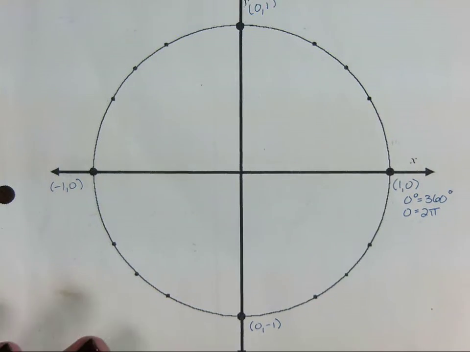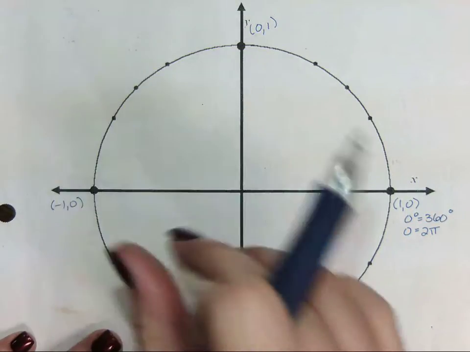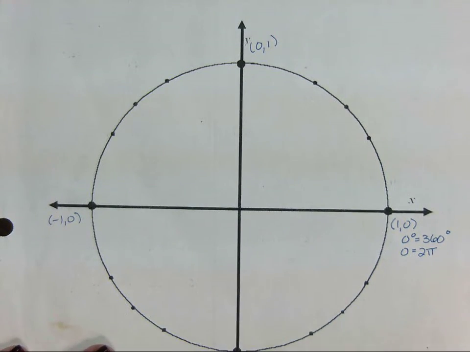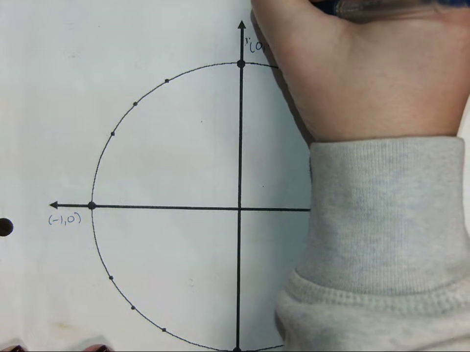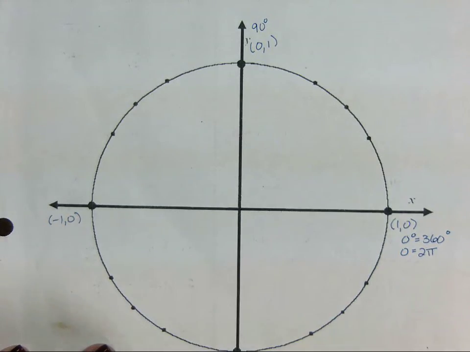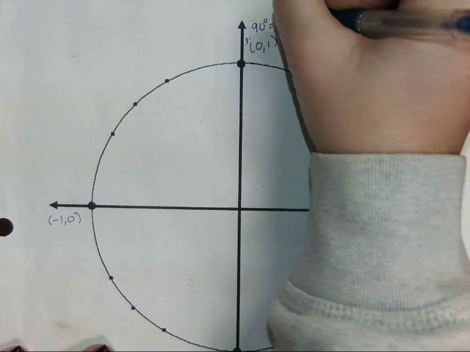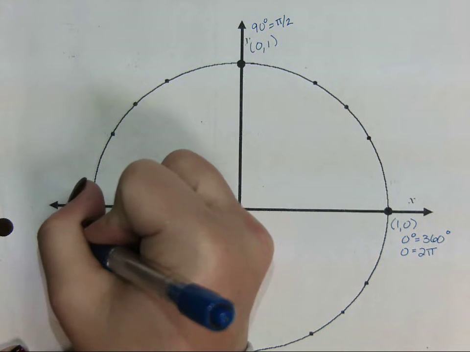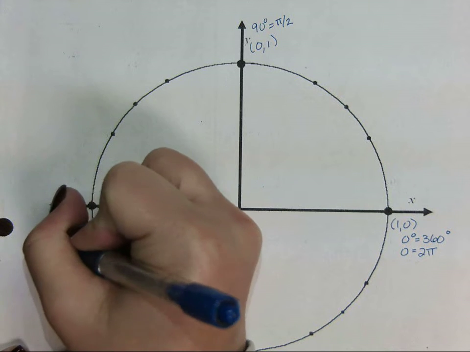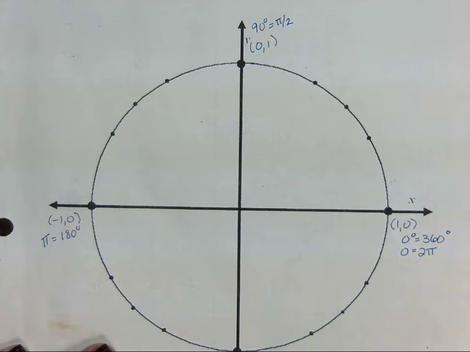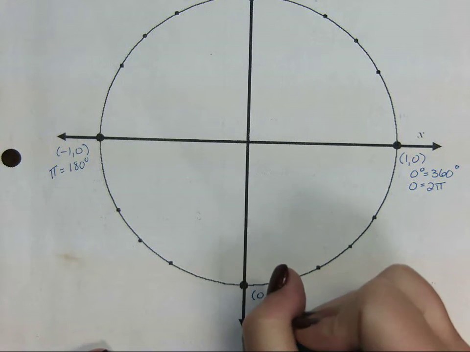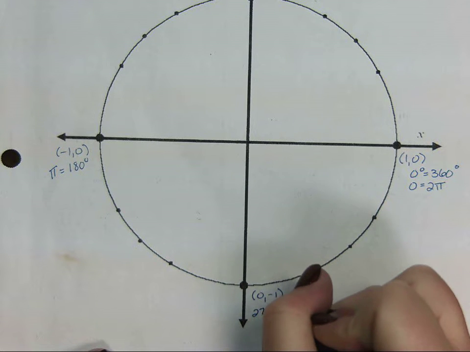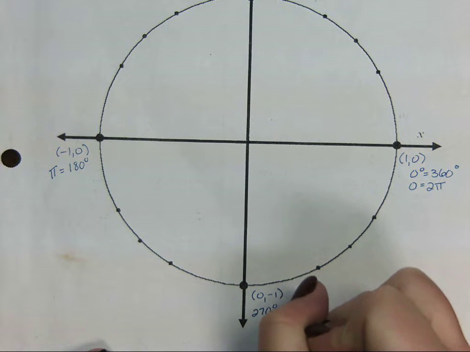All right, so we're going to forget about the ones in the quadrants for a minute and just label the ones on the axes. Up here, we have 90 degrees, which in radians is pi over 2 radians. Over here, we have 180 degrees, which is pi. And down here, we have 270 degrees, which is 3 pi over 2.